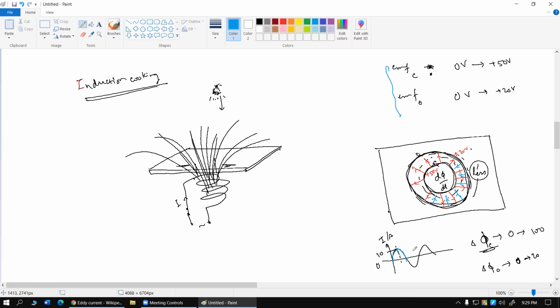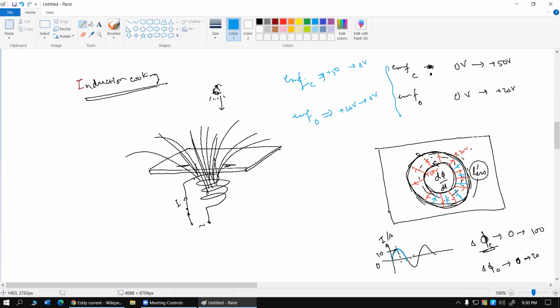So what's going to happen for this part, as the current happens over here, let's say, then the EMF in the center will change from plus 50 volt to 0 volt, and EMF at the outside is going to change from plus 20 volt to 0 volt. So there will be a decrease in voltage. So that will cause the current flow to lower.